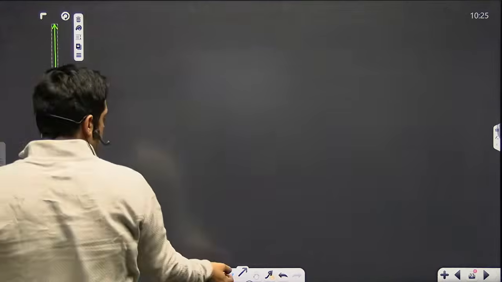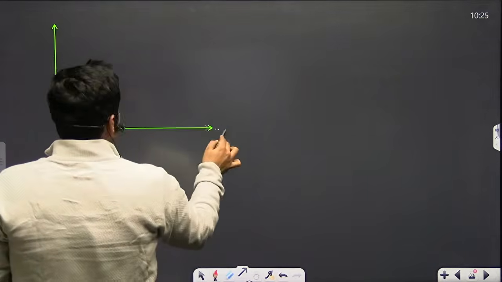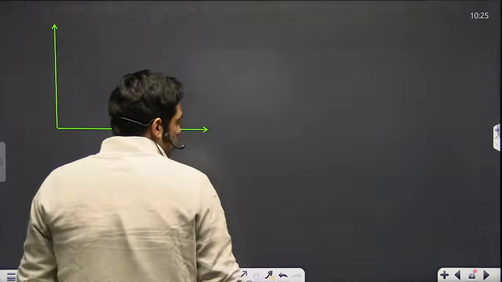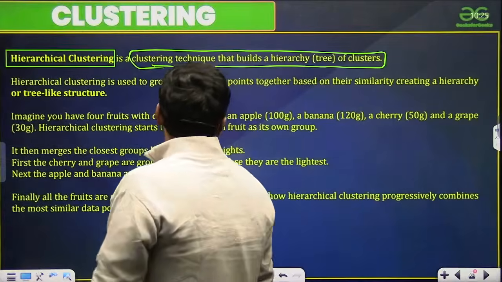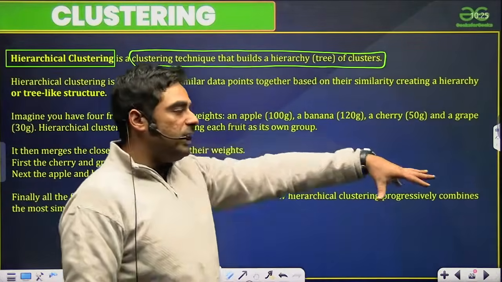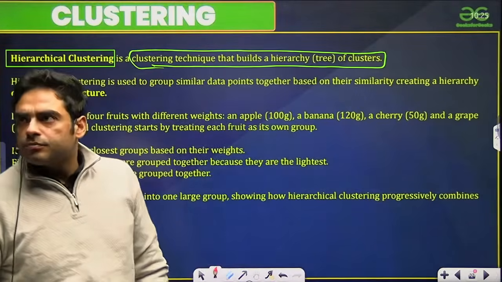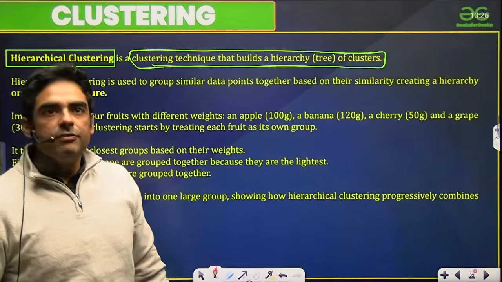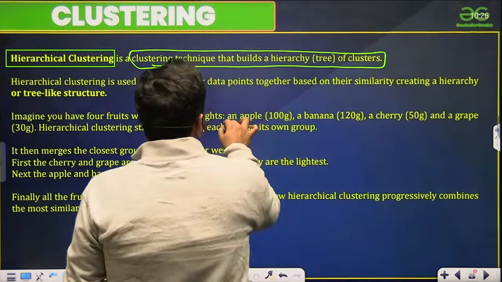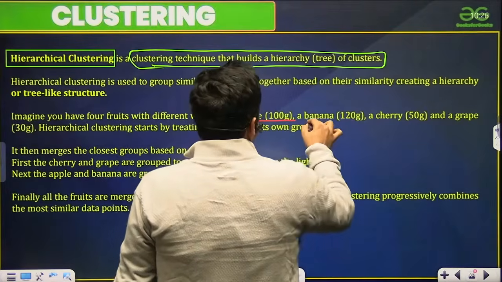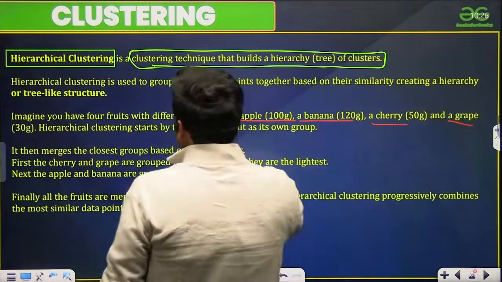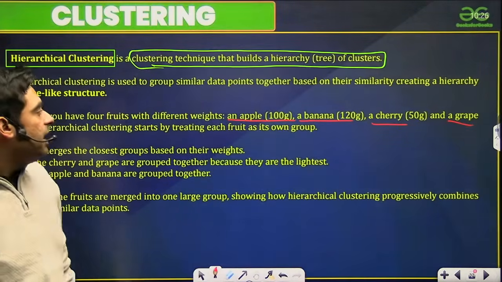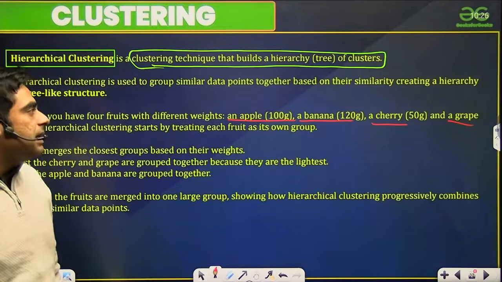For example, I want to build a recommendation system. You'll see where this hierarchical clustering is used. For example, I went to JioMart for buying certain fruits, and there I saw an apple, a banana, a cherry, and a grape.